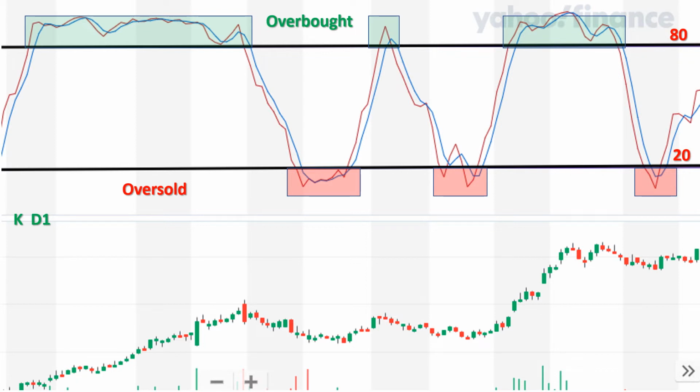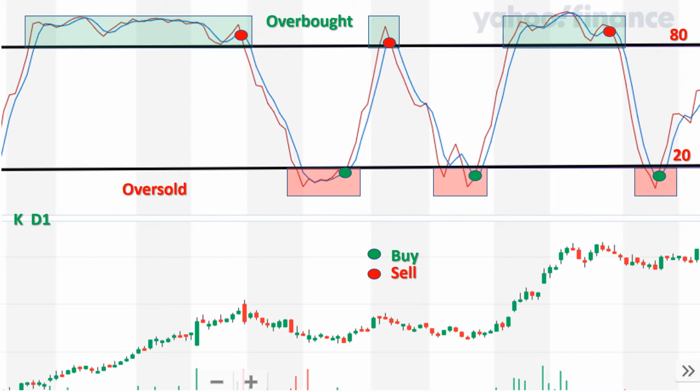In the overbought zone, if the red line crosses the blue line and cuts the 80% line while going downward, it generates a sell signal. In the oversold zone, if the red line crosses the blue curve and cuts the 20% line while going upward, it generates a buy signal. Please do not mistake this as a trading strategy, because it is not. Rather, it is an entry trigger to get you into the trade.